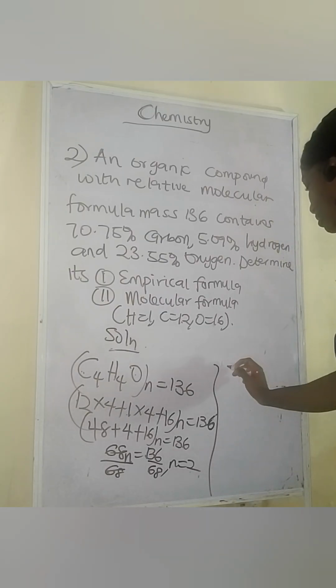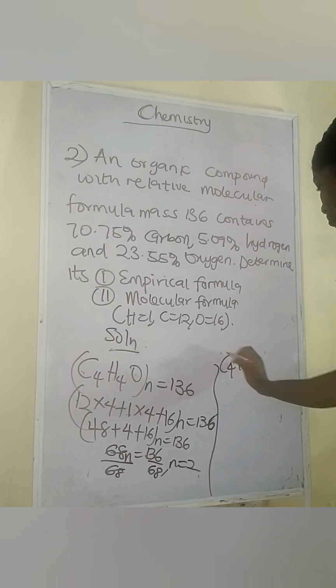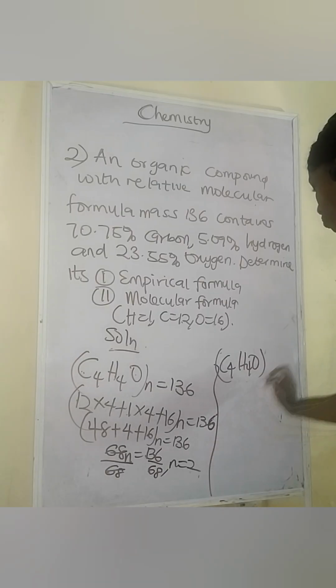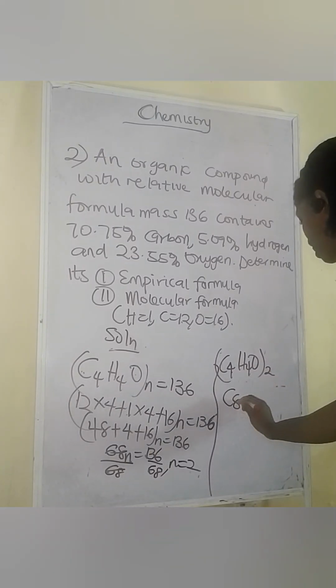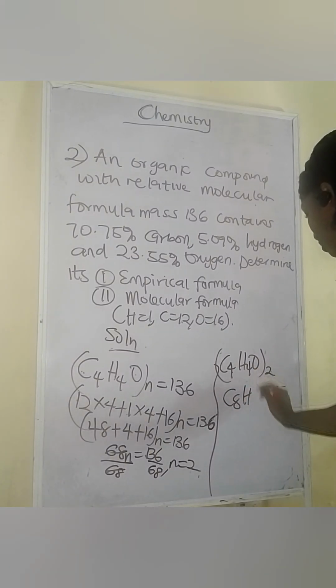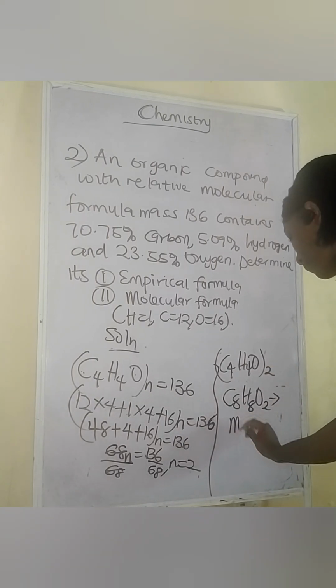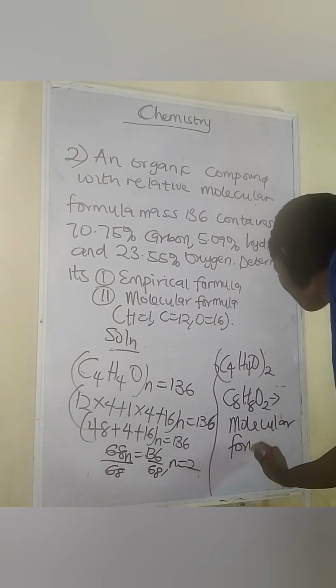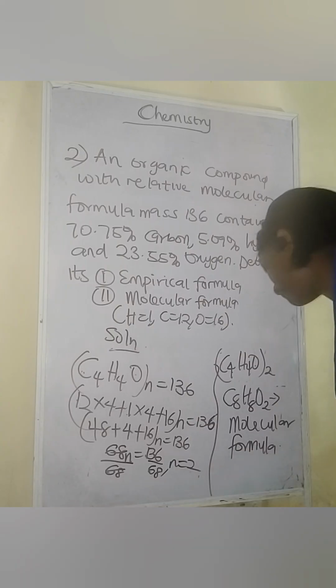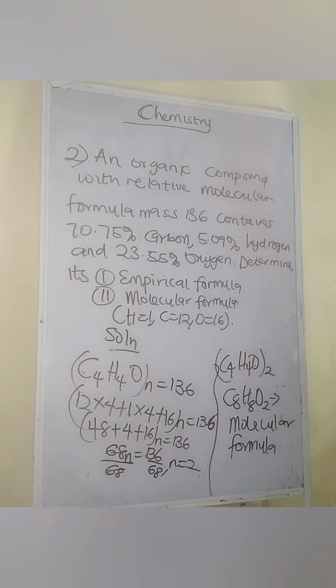So that means that, so this N, let's write it out, C4H4O. Our N is 2. So let's write 2 here, okay? So that will be 2 times 4, that is 8, C8. H, 2 times 4 again, 8. Then 2 times this is O2. So this is our molecular formula.